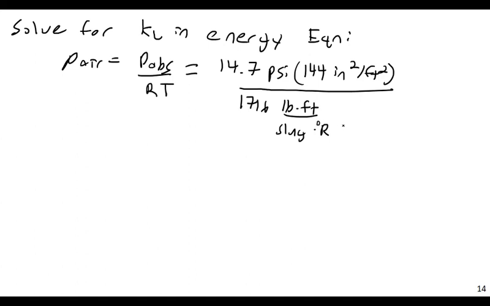And then times 459 plus 80 degrees R. So the conversion sum, I should say: if you have something in Fahrenheit, you just add 459 to it, and you get its absolute temperature in degrees Rankine.